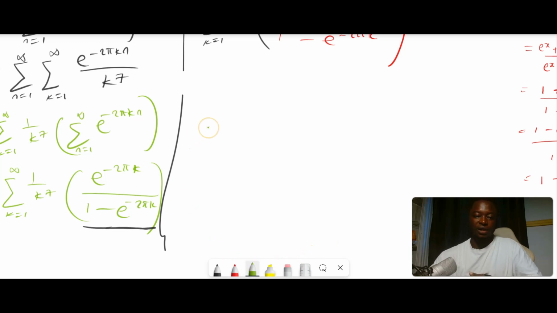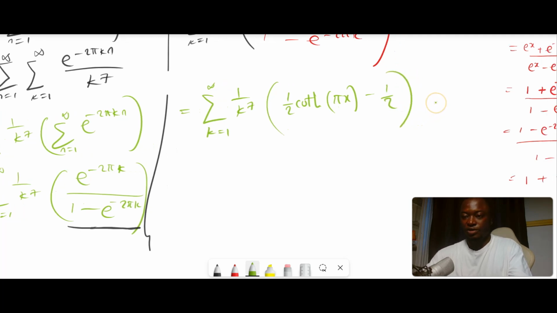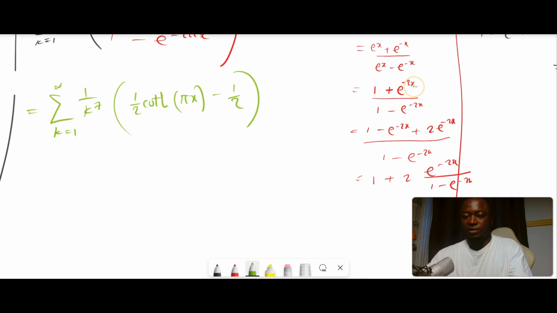So everything here is equal to the sum as k runs from 1 to infinity of 1 divided by k to the 7th power. Then you have 1 over 2 times cotangent of pi x minus 1 over 2. Yes, let me be sure, because there's an extra pi. It's not even s, it's going to be pi k, or let me just say k pi.